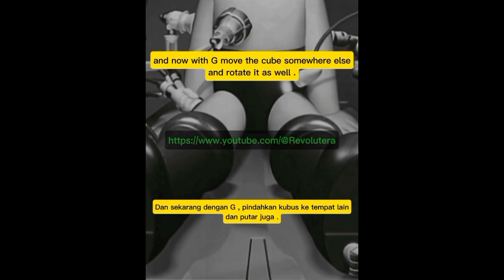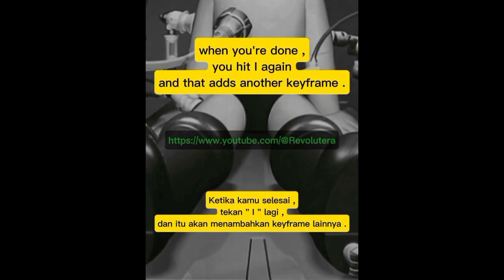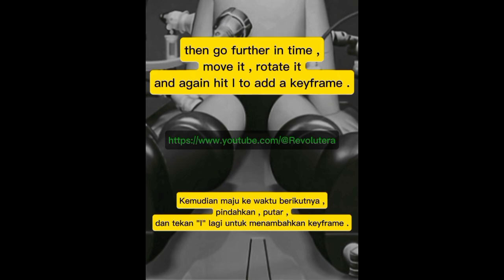And now with G, move the cube somewhere else and rotate it as well. When you're done, you hit I again, and that adds another keyframe. Then go further in time, move it, rotate it, and again hit I to add a keyframe.